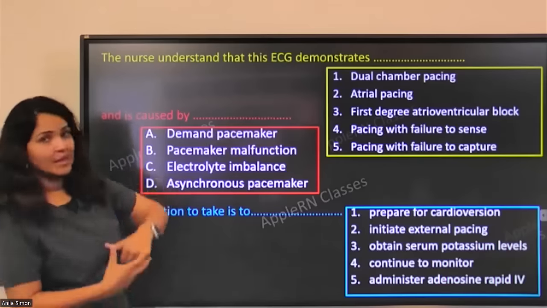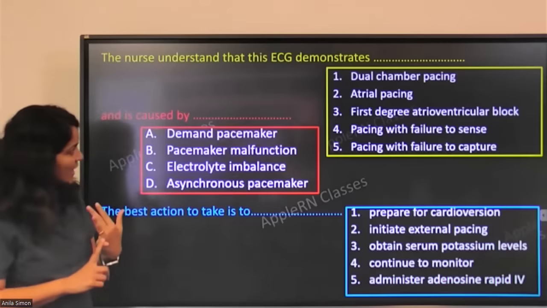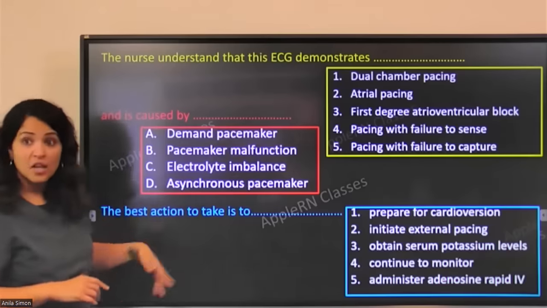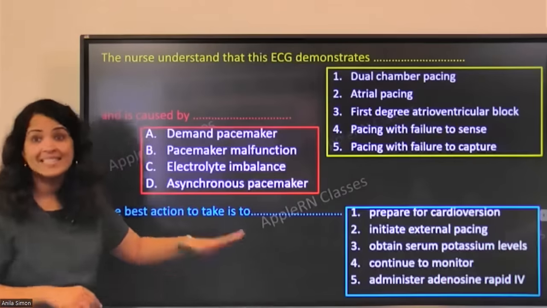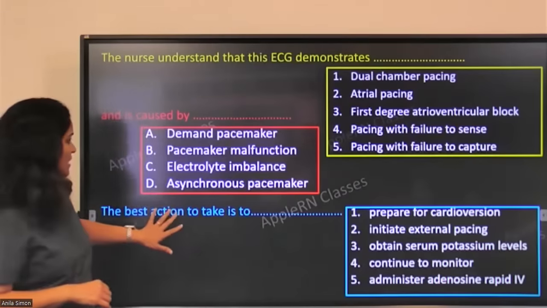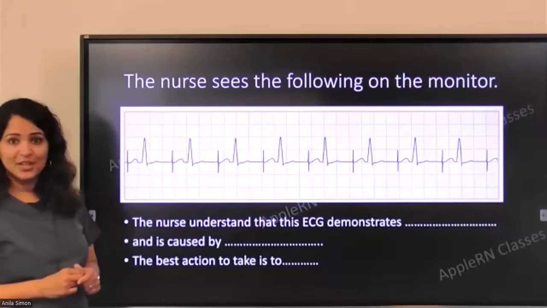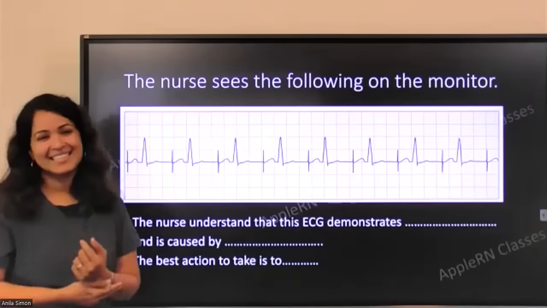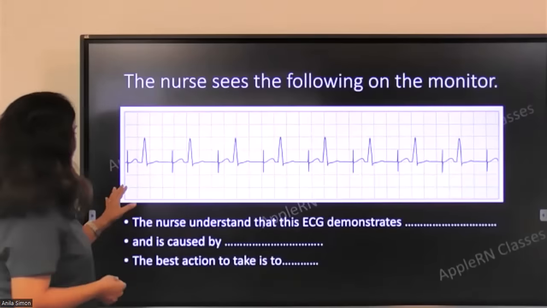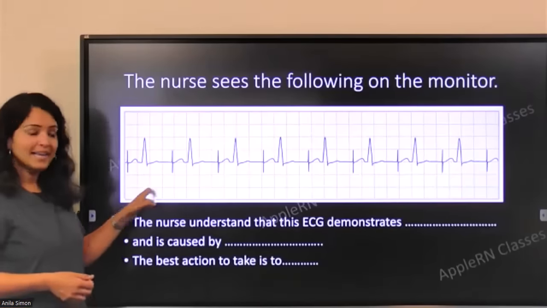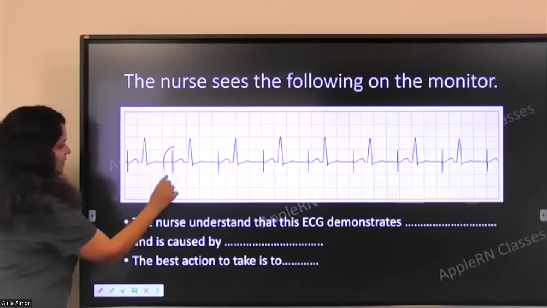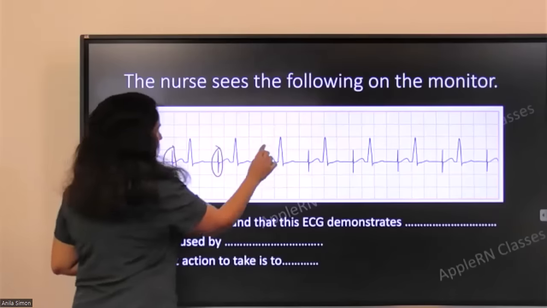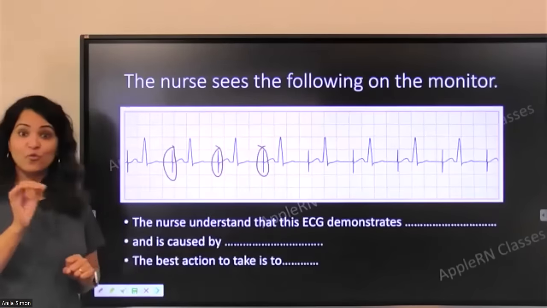So what do we think about that ECG? Is it dual chamber, atrial pacing, first degree block, pacing with failure to sense, pacing with failure to capture? So this is the ECG, and we discussed this ECG in our class. So you will see that there is a spike, right? You can see the spike here. And this is the spike, right? Pacemaker spike. And it's coming very regularly.